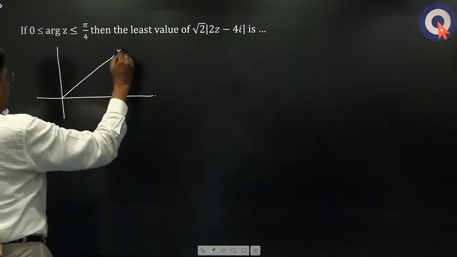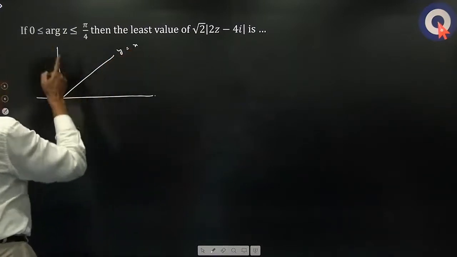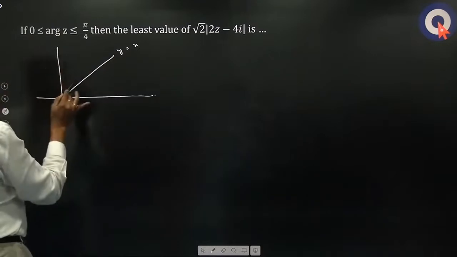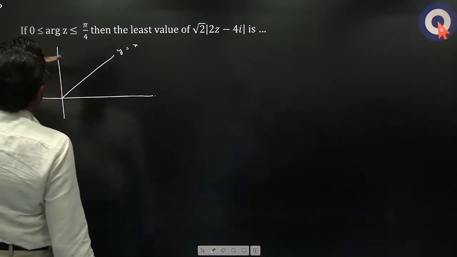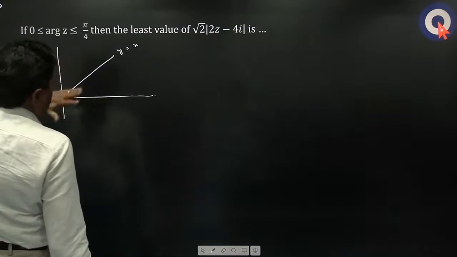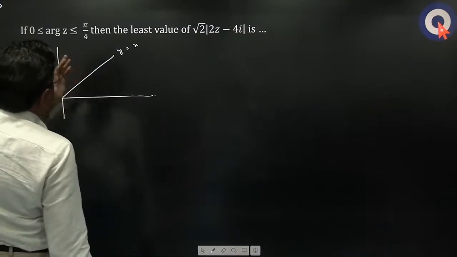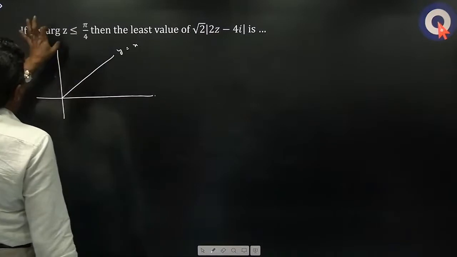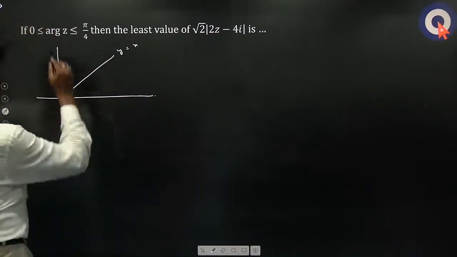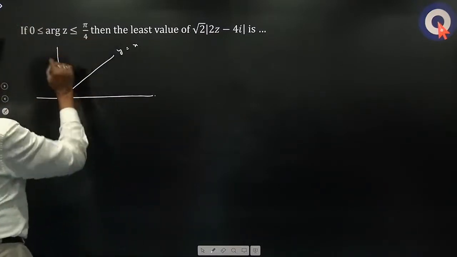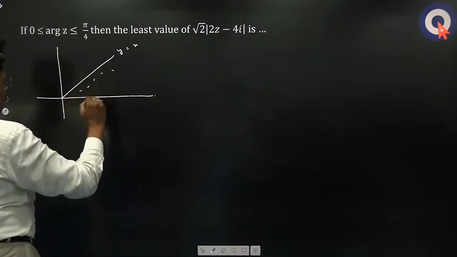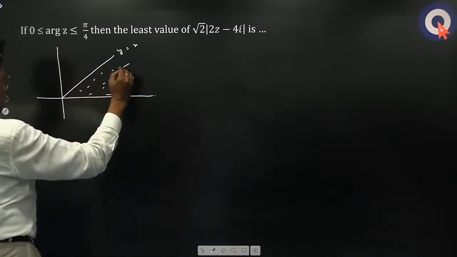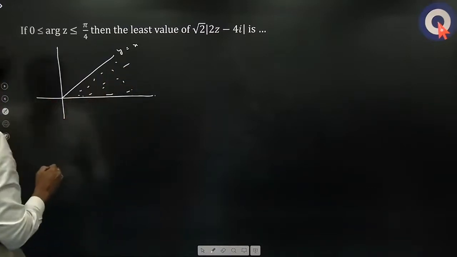So here this is the line y is equal to x. Why? Wherever z is, its argument has to be minimum 0, maximum pi by 4. So the slope of the line y is equal to x is 1. So therefore, the region in which z lies should be in this entire region, right? So this is how it should be.